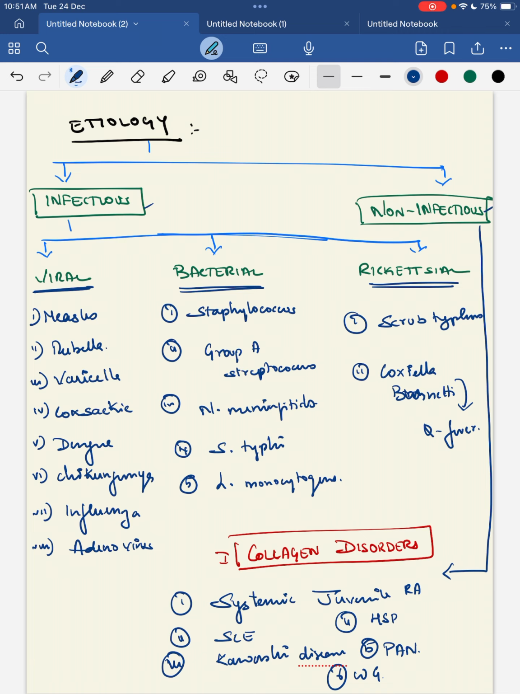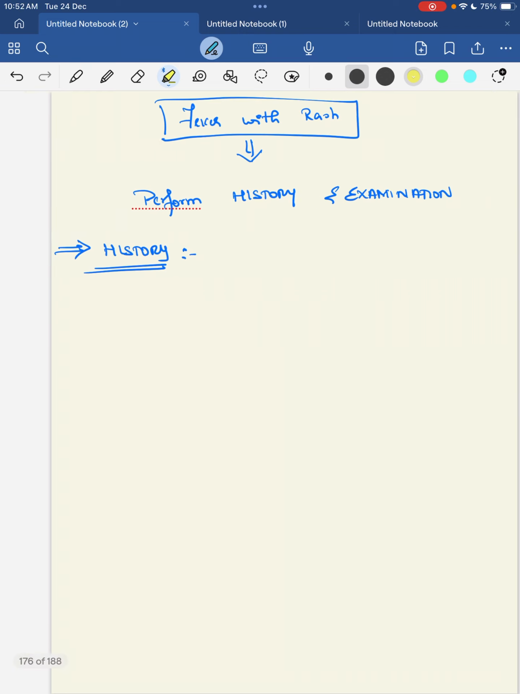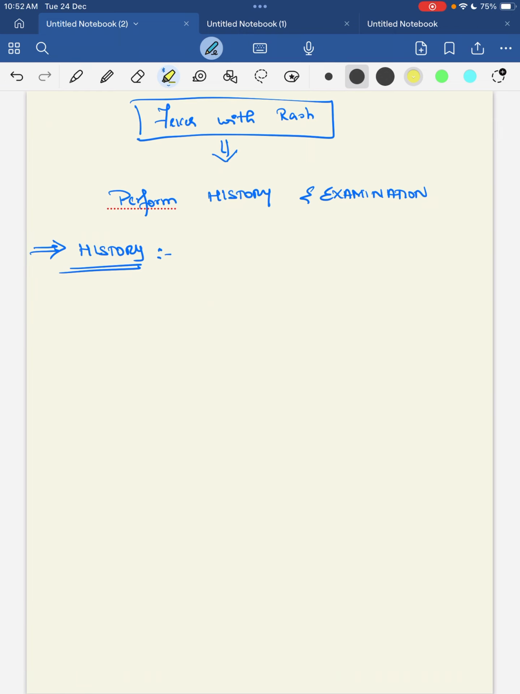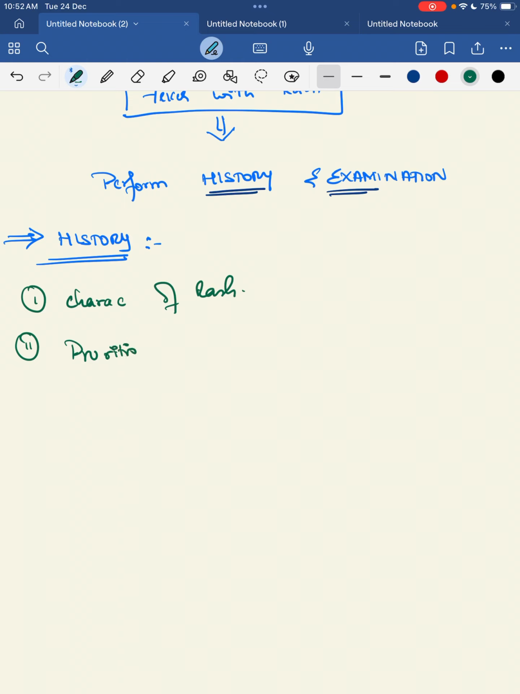Next, coming to a child who is presenting to you with a fever and rash, you first perform a history and an examination. In history, what are the questions you should ask? First one will be the characteristics of the rash, that is whether there is presence of pruritus, pain, tenderness. Third one will be the appearance of the rash in relation to fever.